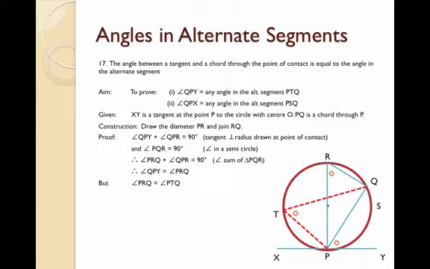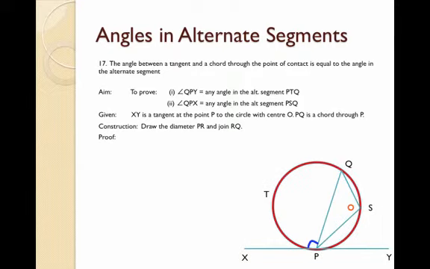But angle PRQ is going to be equal to any angle PTQ because of angles in the same segment. See how they make butterfly wings? So therefore, angle QPY equals any angle PTQ in the alternate segment, which is what we wanted to prove first.